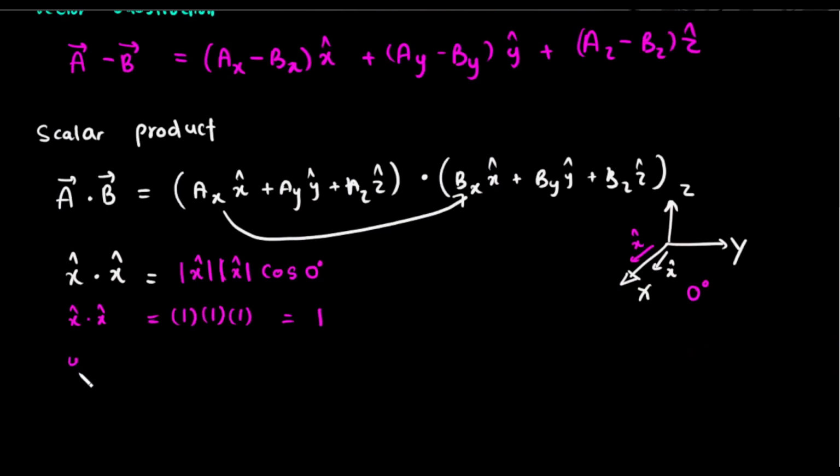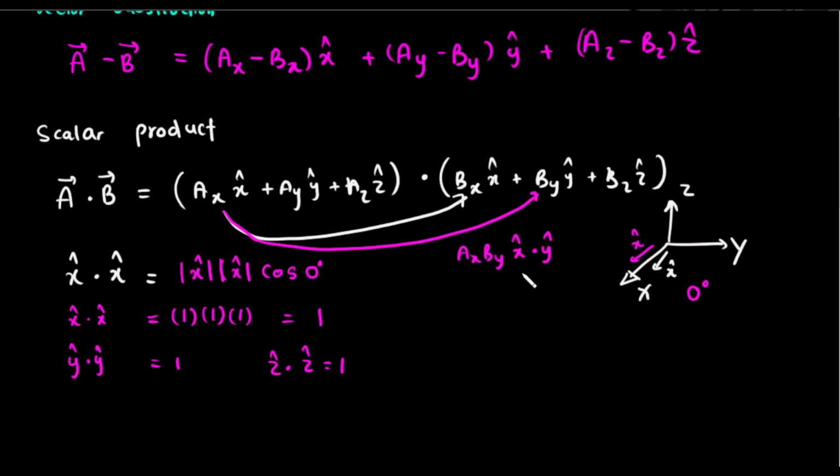So likewise, you can say that y hat dot y hat is equal to 1, and z hat dot z hat is equal to 1. So when we expand this, we will have ax times by, actually we have ax by, x hat dot y hat. So what will happen to this? What is the value of this scalar product between x hat and y hat vectors?